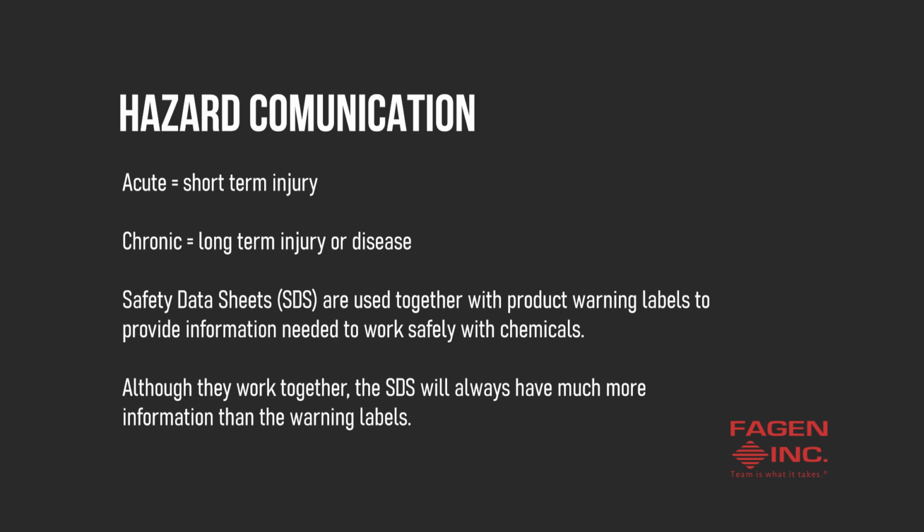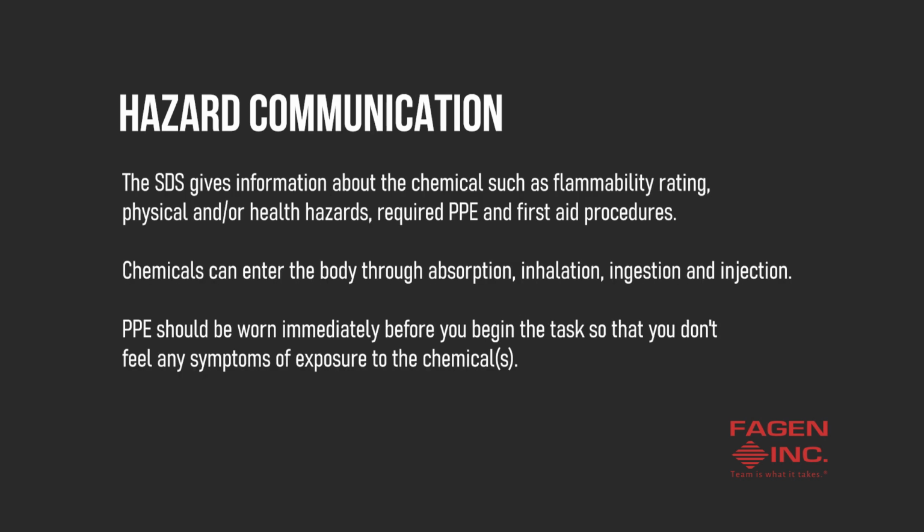Safety data sheets are used together with product warning labels to provide information needed to work safely with chemicals. Although they work together, the SDS will always have much more information than the warning labels. Hazard communication. The SDS gives information about the chemical, such as flammability rating, physical and/or health hazards, required PPE, and first aid procedures.